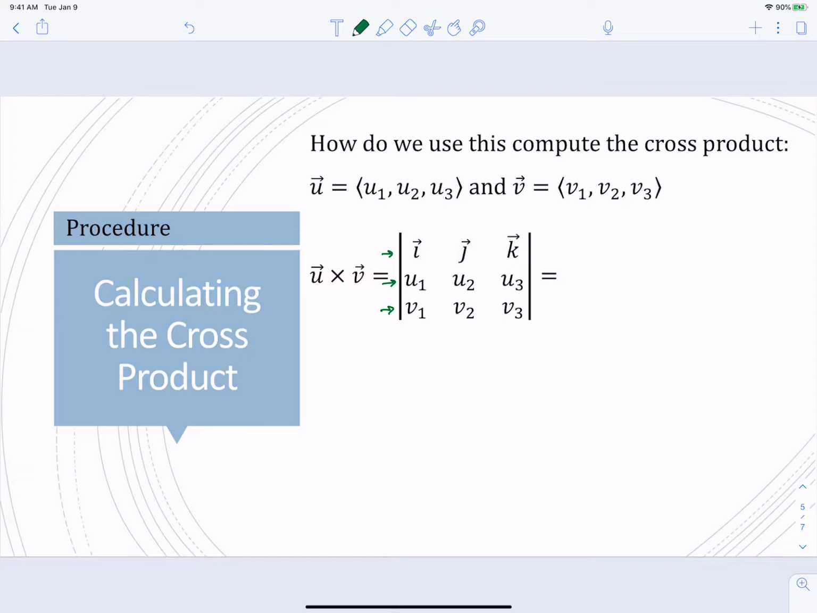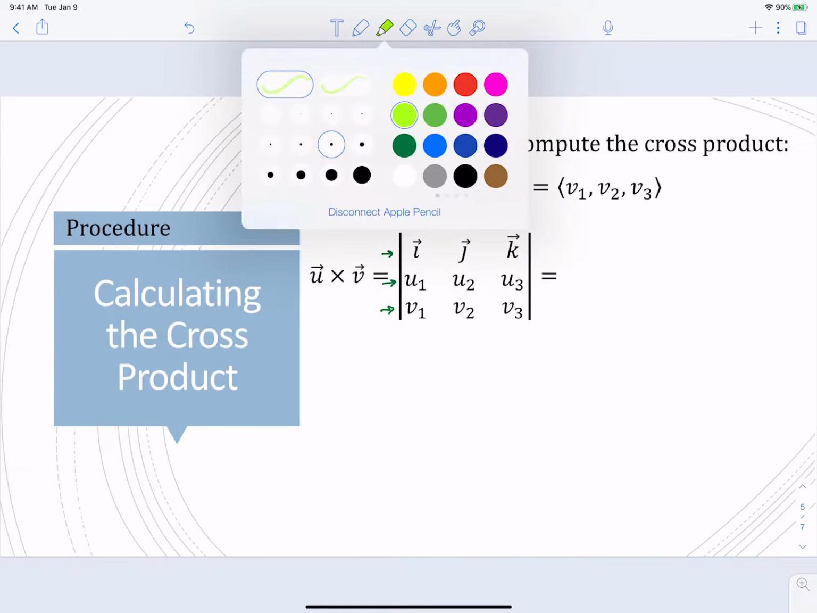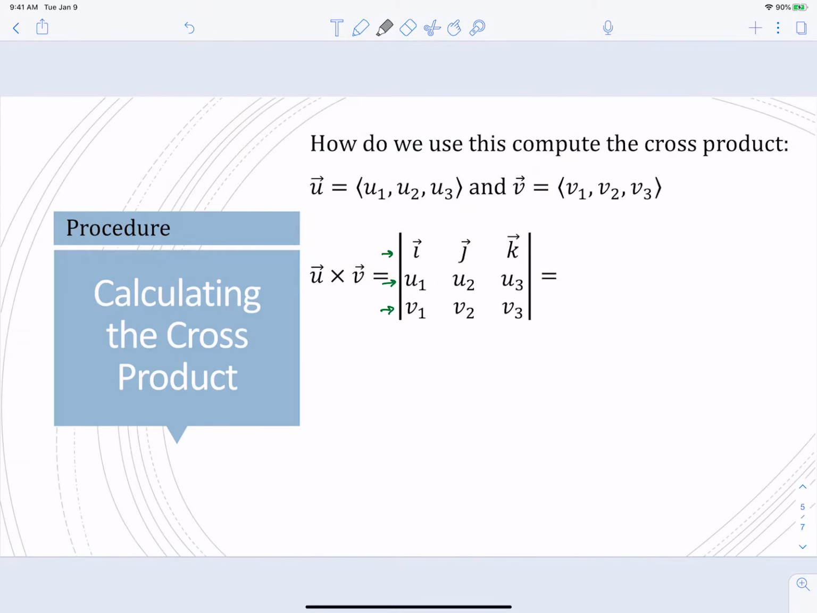Okay, so how we get the determinant of a big 3 by 3 matrix is that we split this up into little 2 by 2 ones. So what we're going to do for the first one, for i, is you cross out the first row and the first column, and that little matrix that you have left, u2, v2, u3, v3, we're going to multiply that by our i component. So the determinant that we get from that little matrix without the top row and without the first column, that's going to be our coefficient for our i component.